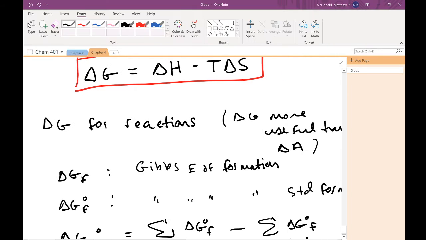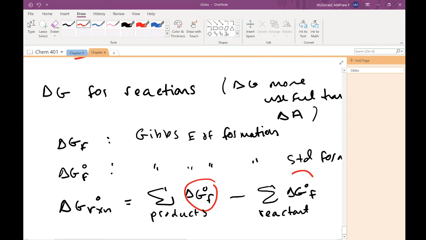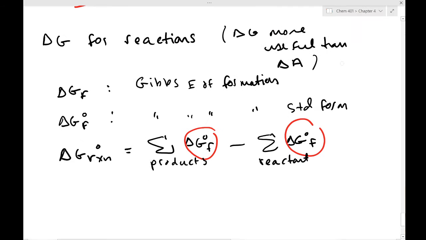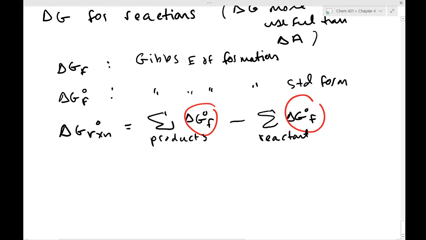So for the overall reaction, we can figure these out. And typically, you'll find these types of values listed in a table, just like you would delta H formation or S formation. So that's delta G reaction, and just like you would use delta H, you can use delta G to find the delta G for a specific reaction.